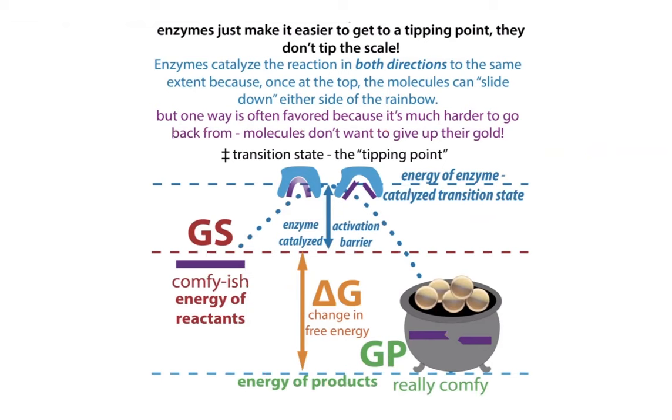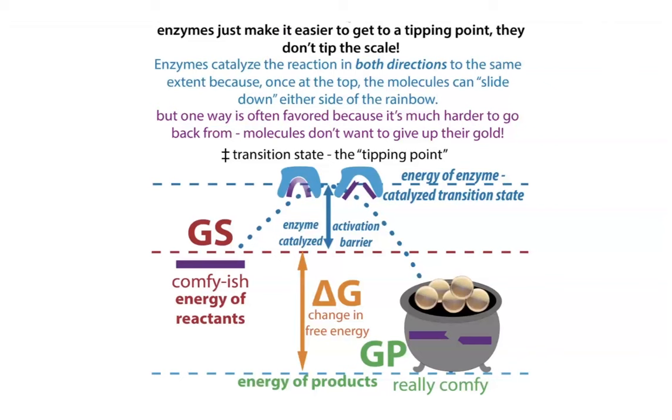If you go to the more favorable side, you're going to be in a state that requires even more energy to get back to the top of the activation barrier, so you're more likely to stay in that favorable state. And if you were to tip the other way, you would be able to go back up to the top of the rainbow more quickly. So the difference in energy between the products and the reactants is going to determine your delta G. It's going to determine, if you let them reach equilibrium, what the proportions would be.